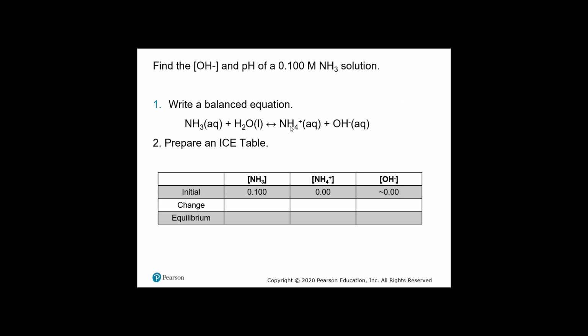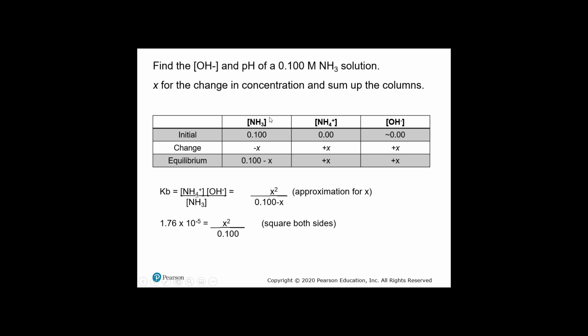Okay, so let's take a look at a problem. Here we have a balanced equation, and we want to find the hydroxide concentration and pH of a 0.100 molar ammonia solution. So we take our balanced equation and plug in all of our information. We have our initial molarity, and then zeros because we don't have any hydroxide or ammonium ion concentration yet. We're going to use X for the change. So this is 0.100 minus X, and then plus X, plus X.